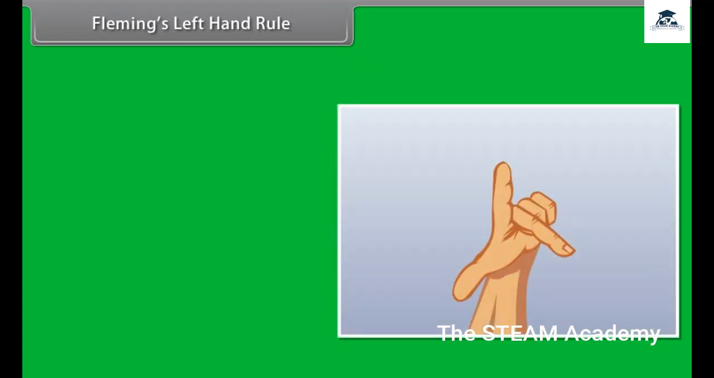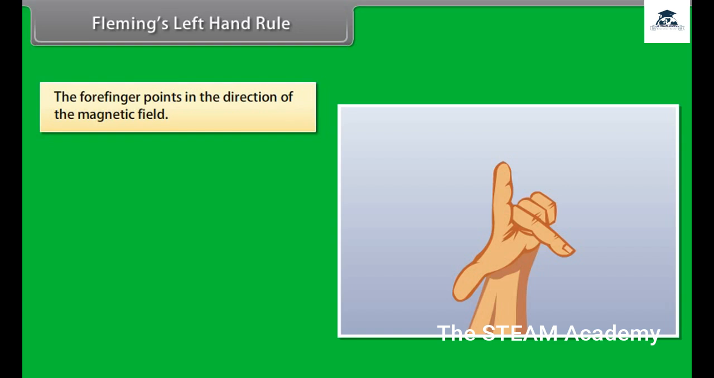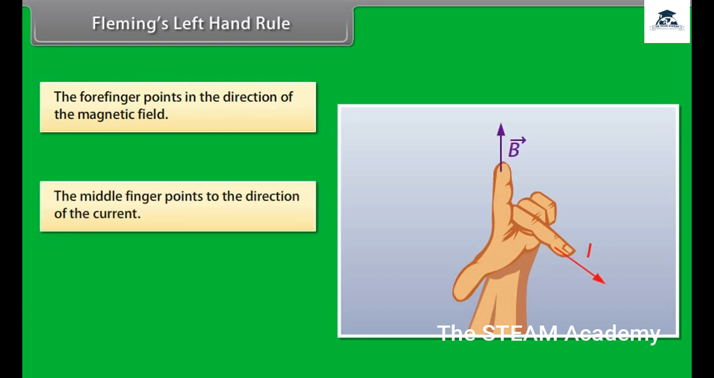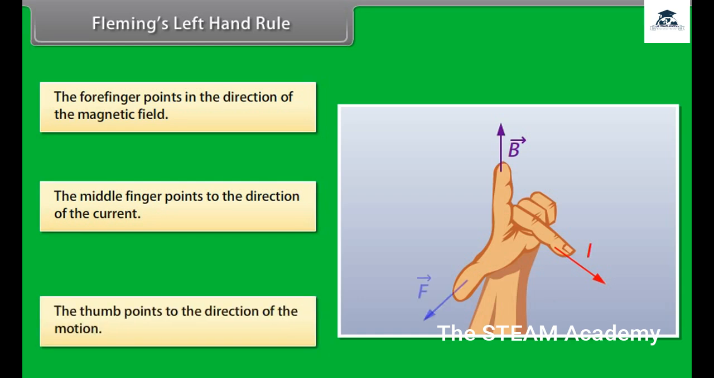Fleming's left-hand rule is a mnemonic to represent 3 directions. You need to stretch your thumb, forefinger, and middle finger of your left hand. Each finger points to a specific direction. The forefinger points in the direction of the magnetic field. The middle finger points to the direction of the current. The thumb points to the direction of the motion. This is Fleming's left-hand rule. Examples include woofers, subwoofers, electrical actuators, etc.